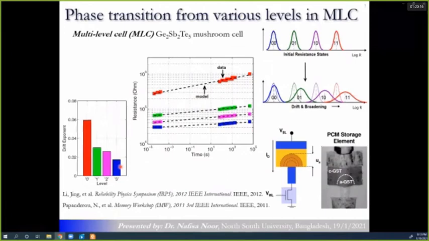So we can explain that in the higher resistance intermediate states, we can have a larger proportion of the amorphous phase, and hence we see the larger drift exponents. And in the lower resistance intermediate states, we can observe smaller drift exponents because of the smaller proportion of the amorphous phase.